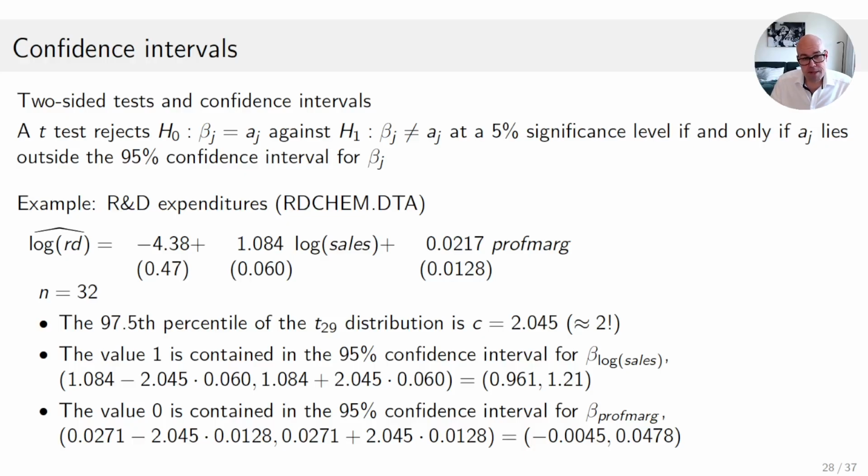I can do the same thing for the profit margin, and I see that I get this interval here, and the value 0 is contained in this 95% confidence interval. That means that I cannot reject the null that the effect of the profit margin, if I now give this again a causal interpretation, which probably I shouldn't, but let's do that for now, is significantly different from 0.